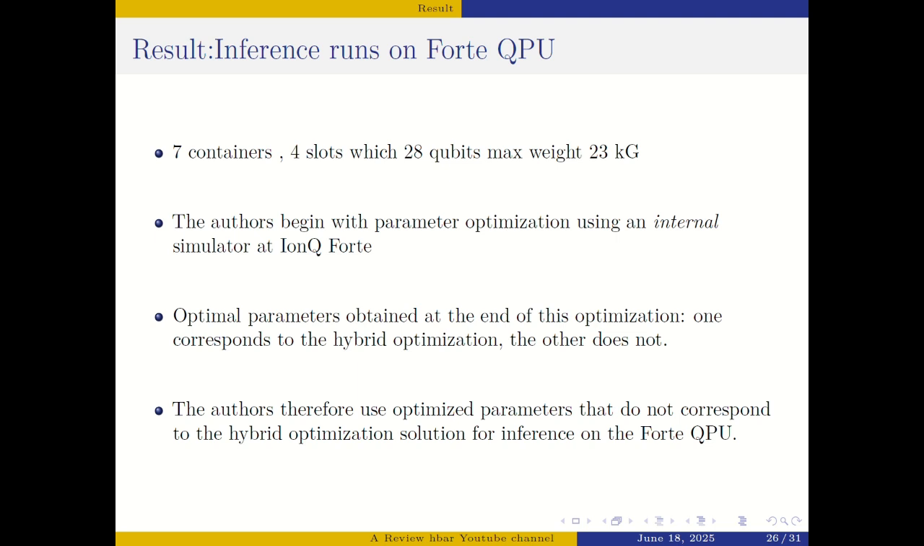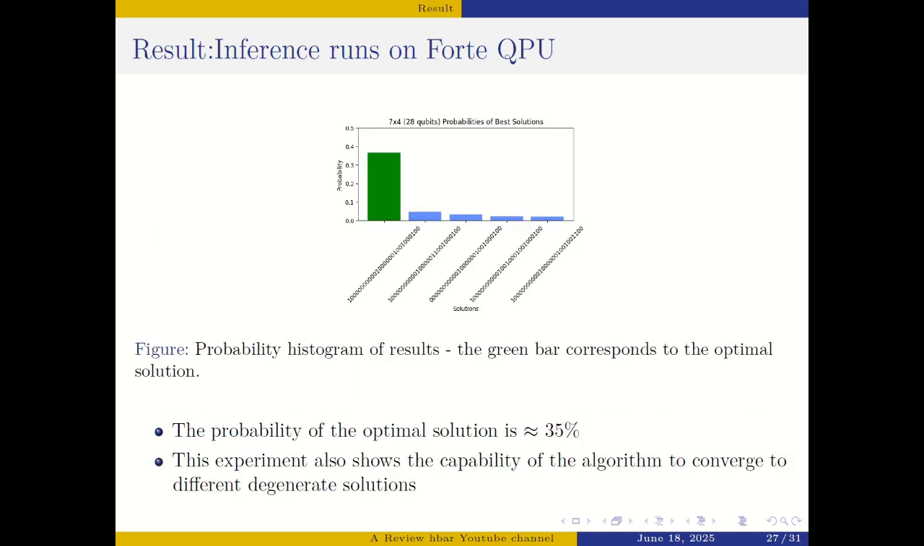This is the result. The optimal solution was reached with a probability of 35%. The author also points out that this experiment demonstrates the algorithm's ability to converge to different degenerate solutions.